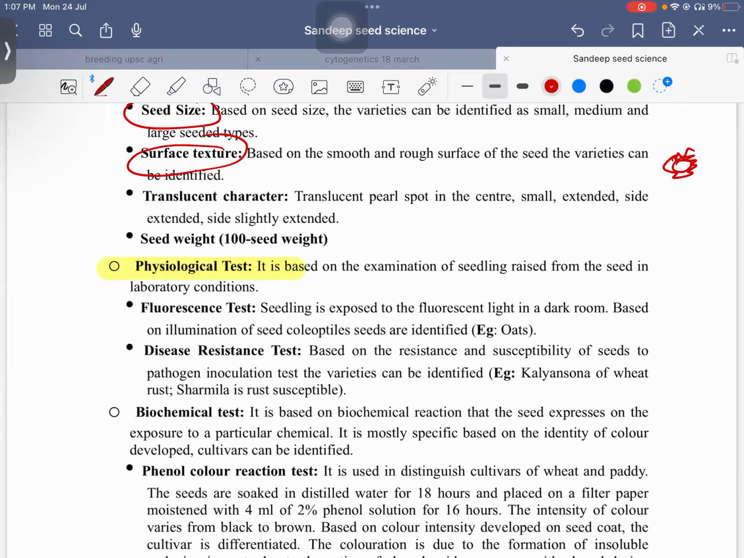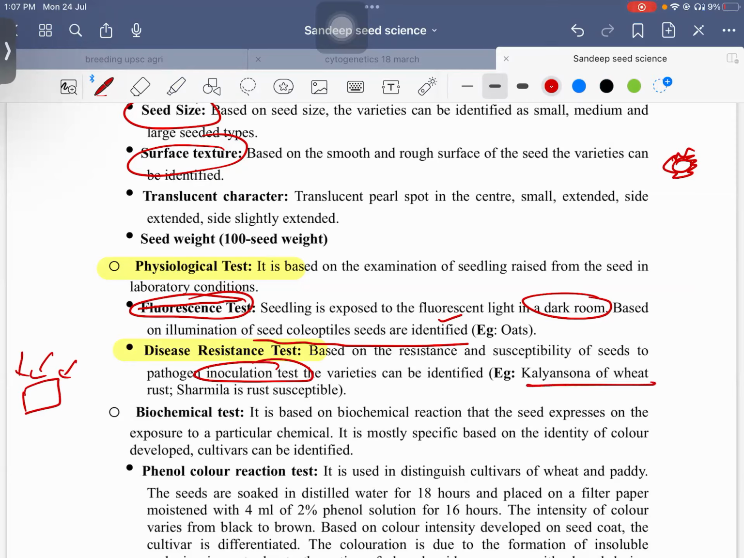Another is the physiological test. Physiological means the physiology, like respiration and photosynthesis, how they are affected. So we go for something called the fluorescent test. In a dark room, we go for a fluorescent test, and based on the illumination, we can identify them. And also we can go for a disease resistance test based on the susceptibility to the disease after inoculation. Inoculation means you put the disease intentionally and check. Based on that you can see which variety is susceptible and which variety is resistant.